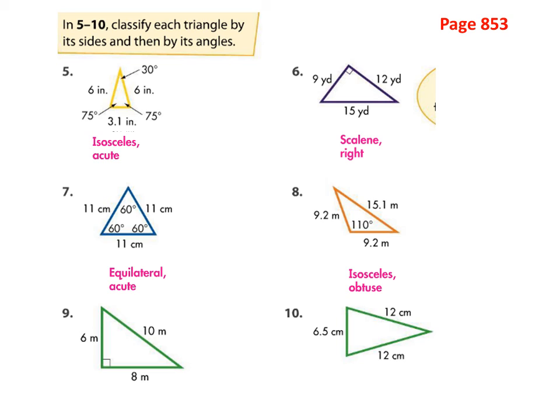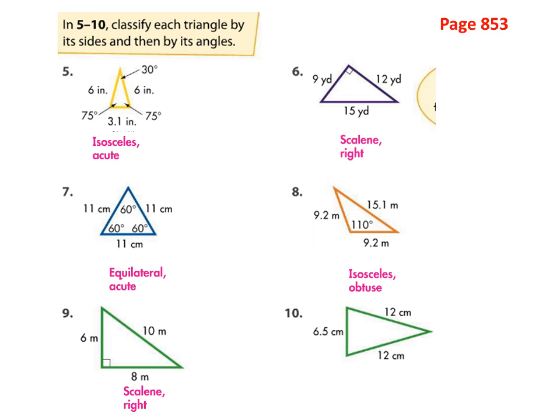Question 9. Take a look at the sides. How many sides are congruent in question 9? No sides are congruent. No sides are the same. So this triangle is a scalene triangle. And there is a right angle. So this is a right angle triangle. So we can describe this triangle as a scalene right triangle.